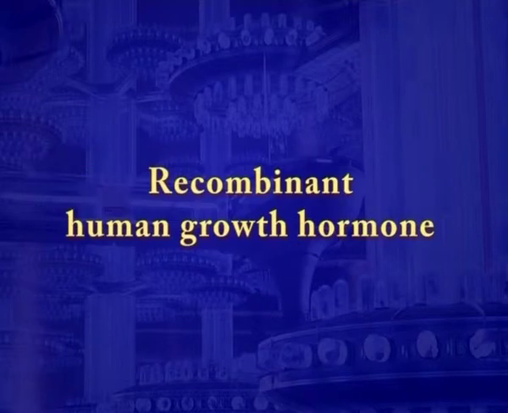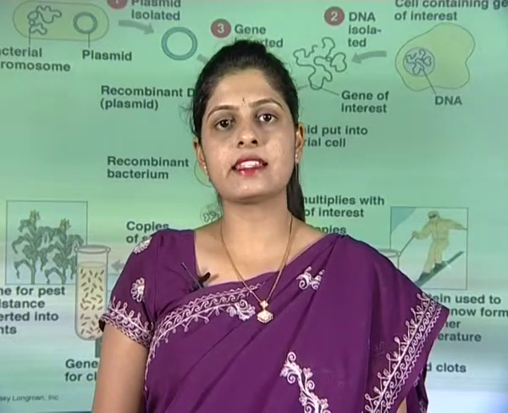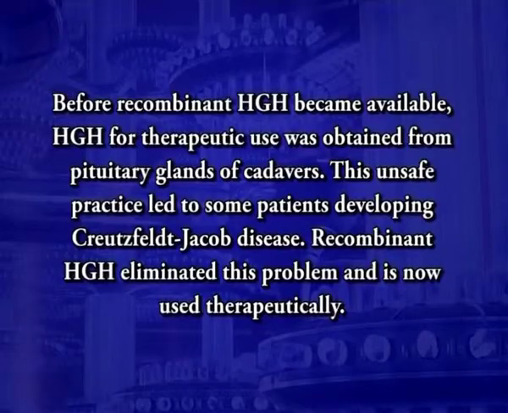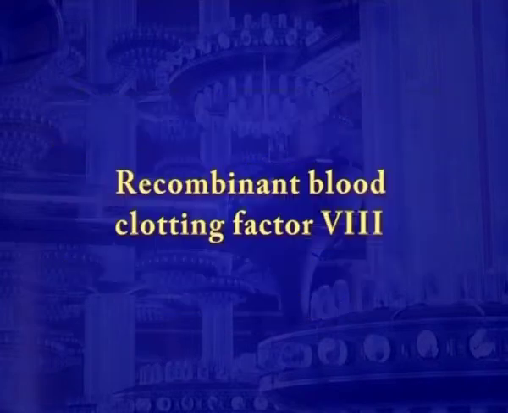Recombinant human growth hormone. This is administered to patients whose pituitary glands secrete insufficient quantities to support normal growth and development. Before recombinant human growth hormone became available, human growth hormone for therapeutic use was obtained from pituitary glands of cadavers. This unsafe practice led to some patients developing Creutzfeldt-Jakob disease. Recombinant human growth hormone eliminated this problem and is now used therapeutically.